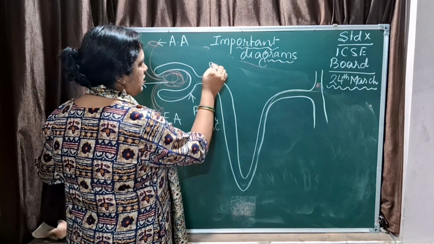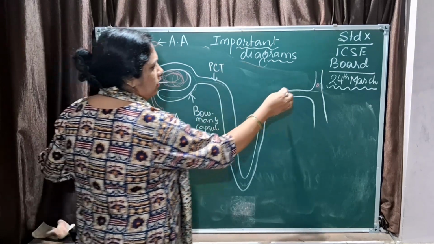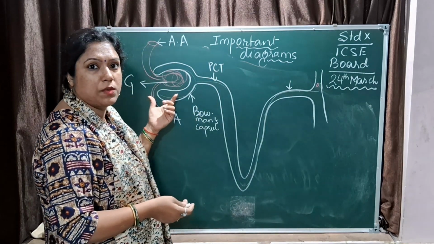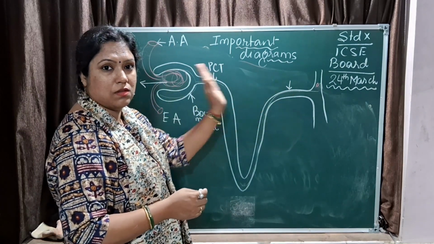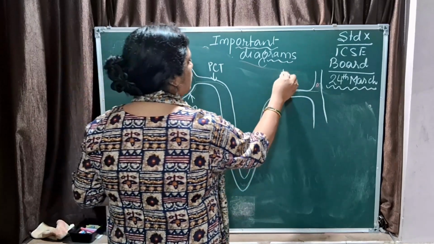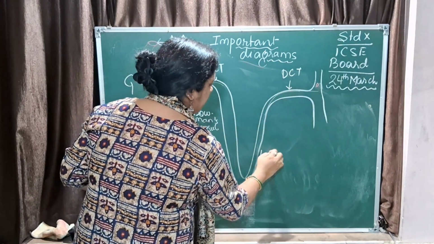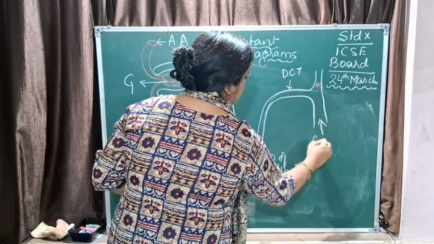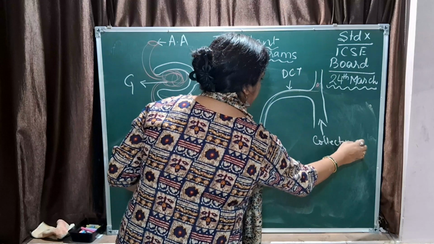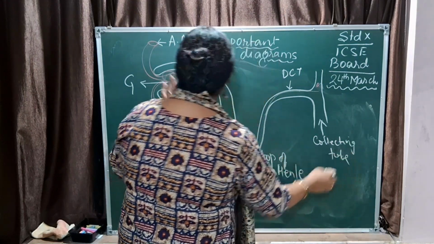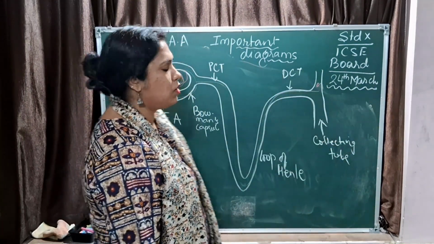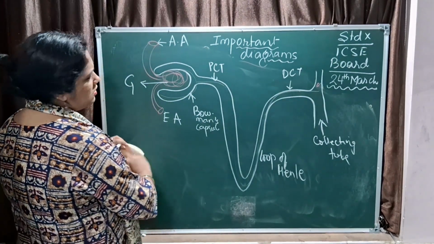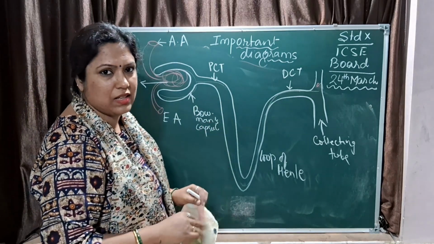This part is the PCT, that is the proximal convoluted tubule. Proximal means closer. So proximal is closer to the Bowman's capsule, PCT. Distal is far, so distal convoluted tubule. This is the loop of Henle. And this one is the collecting tubule. So urine is formed and it's thrown out through the collecting tubule. I hope it's clear, everyone. You can take a screenshot. This much drawing with the correct labels, you can easily get 3 on 3.